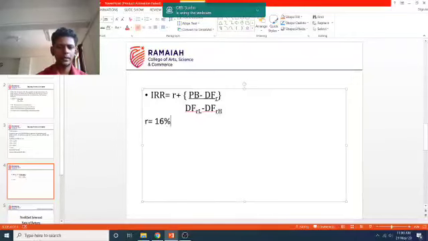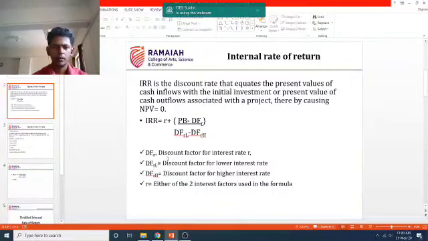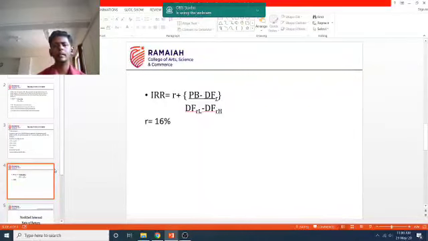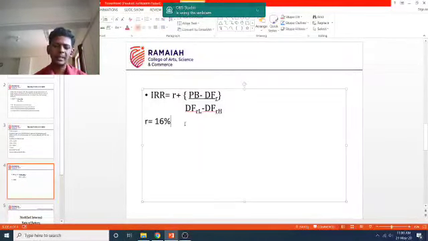R is 16%. Either of the two interest factors can be used in the formula. I've taken the lower one. You can either take 17 and subtract it, or you can take 16 and add it. Please take 16 itself, because most of the time there are chances that you might get confused.